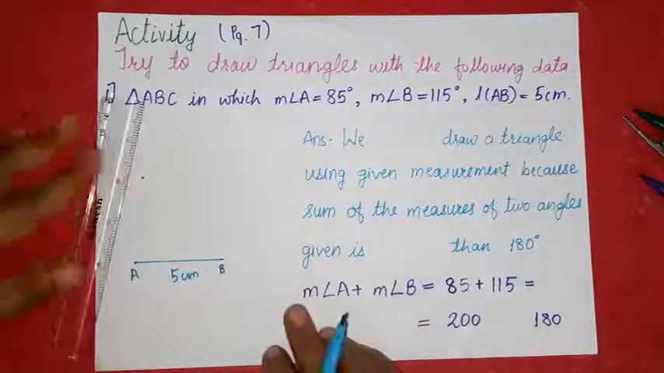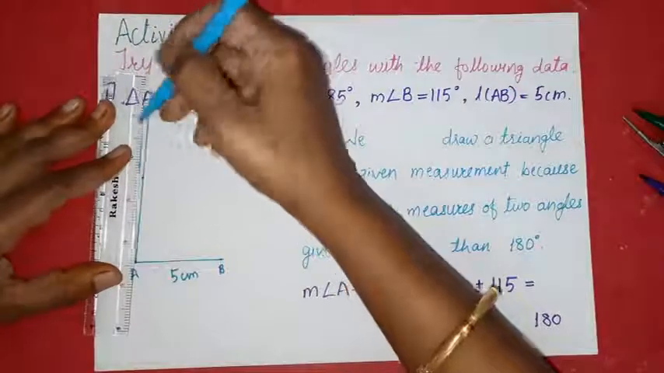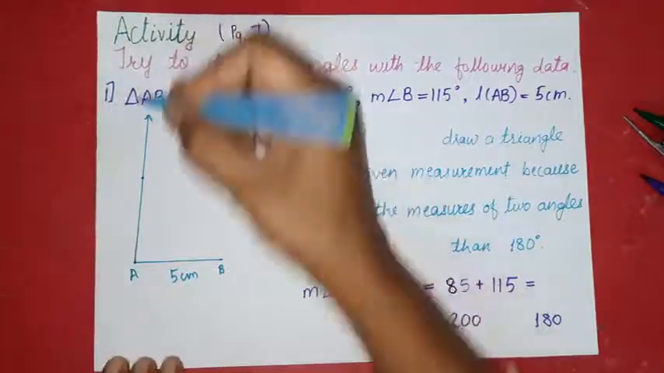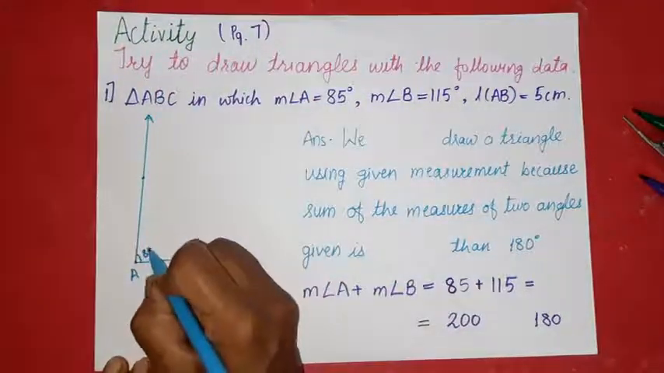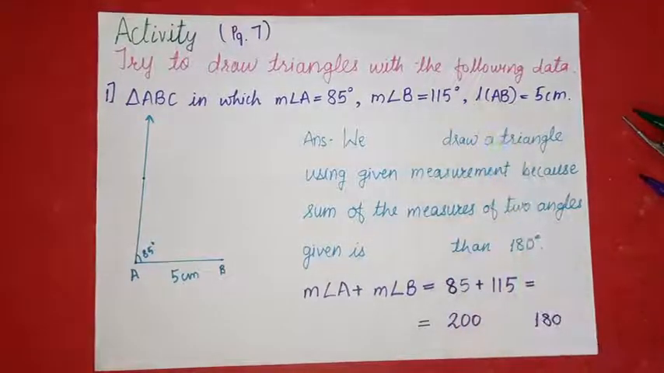Now join A with the dot. You will get the ray starting from A. Now here the measure of angle A is 85 degrees. Now we will draw angle B of 115 degrees.